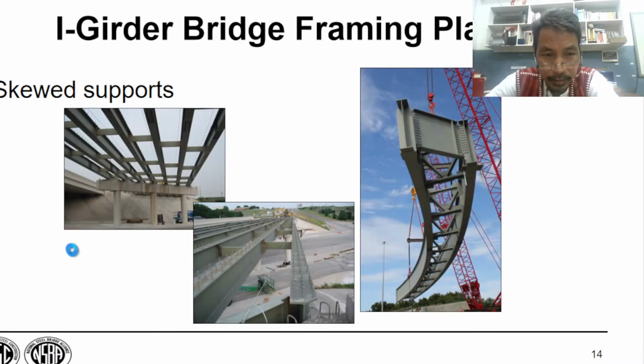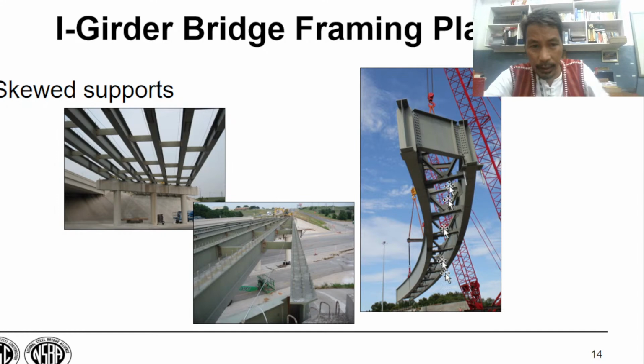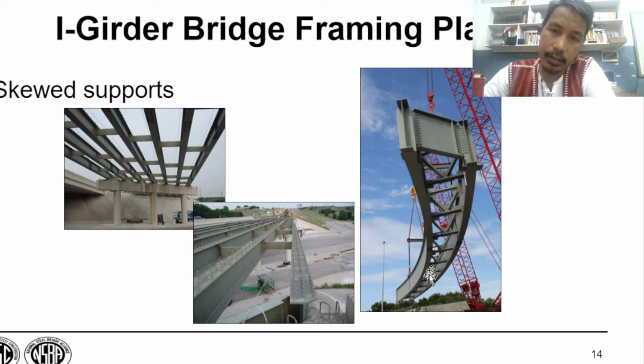And with that, we have the following pictures. There are more girders in this picture. So 1, 2, 3, 4, 5, 6, 7. Seven girders in this picture. This is what we call a box girder. There are cross frames in between the box girders. Okay?